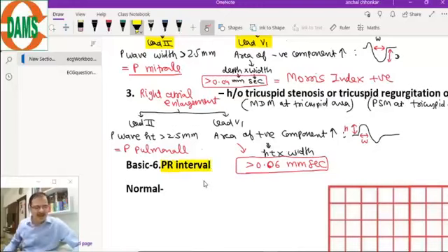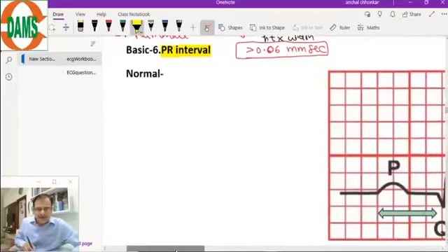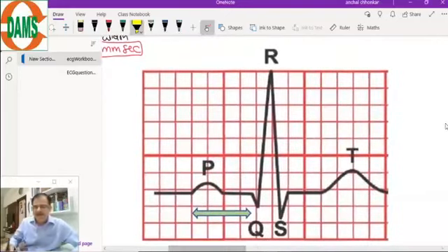Now come to the next one, and the next is the PR interval. Sawtooth P wave we will be discussing later on. That will be in atrial flutter. Now come to the PR interval. So first we should understand how to calculate a PR interval. So this is the diagram.